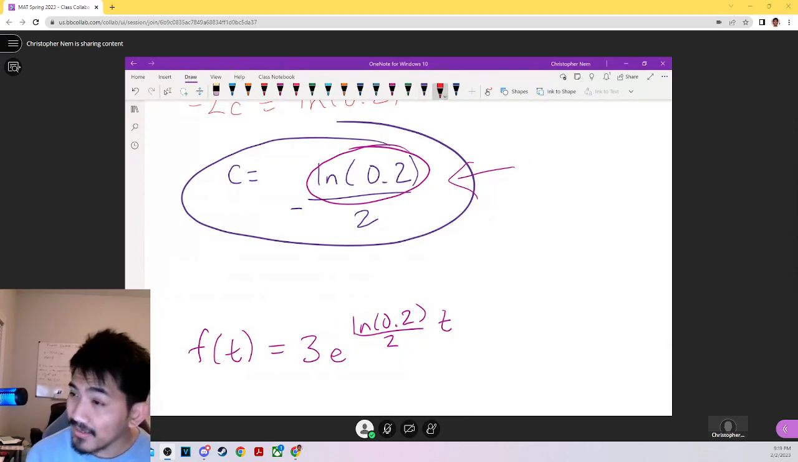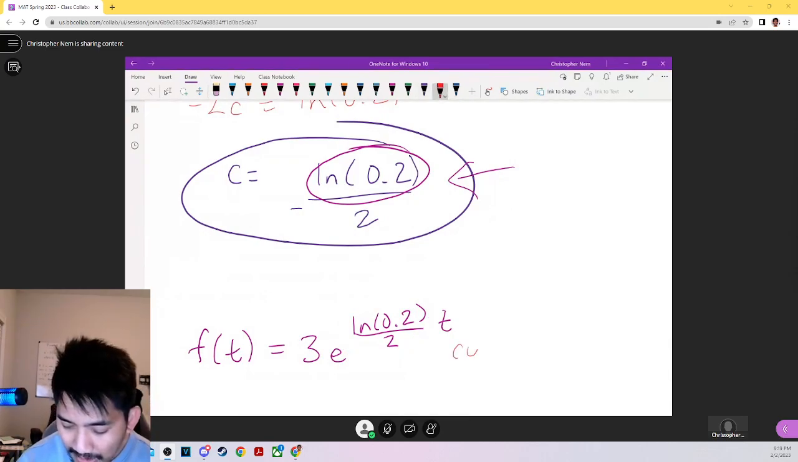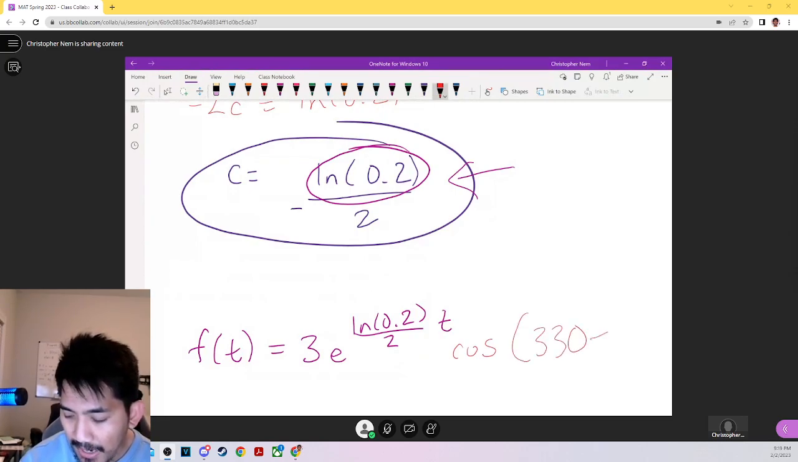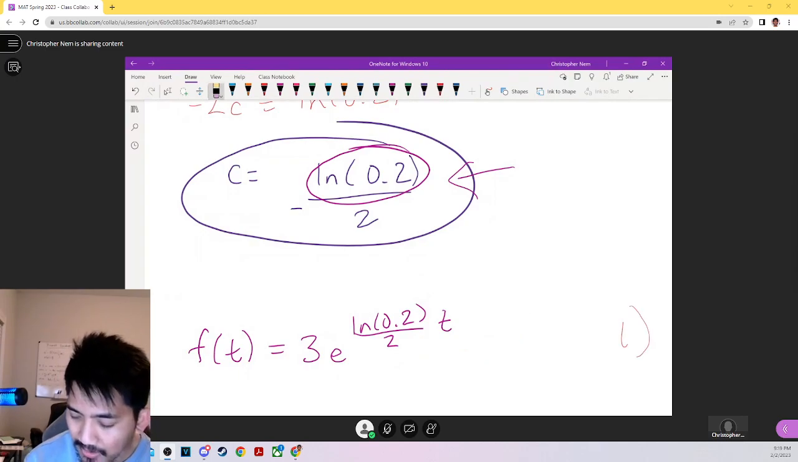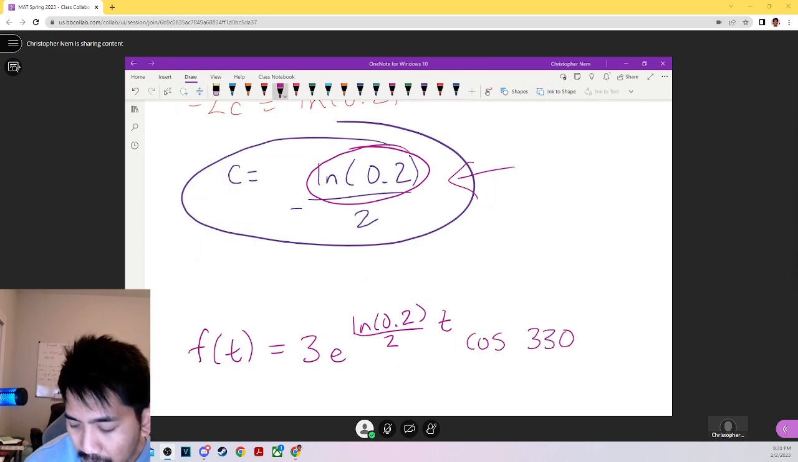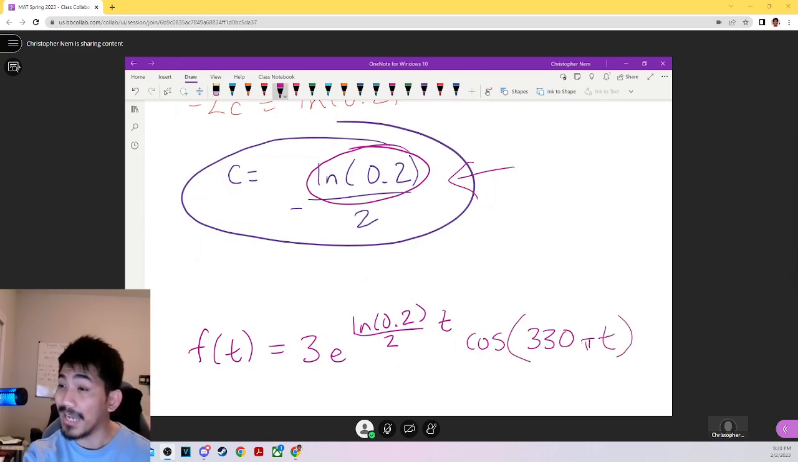So I have that all times cosine of 330 pi times t. I'm going to write that in a better color. I don't like the red. That looks funny, doesn't it? Cosine of 330 pi times t. And I like to use parentheses to show what I'm throwing inside my cosine function because that's confusing.